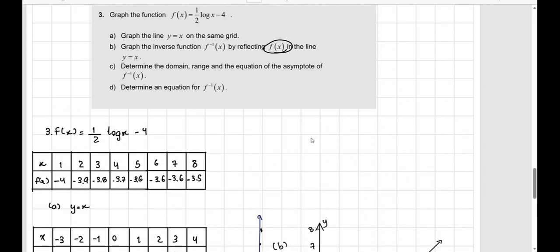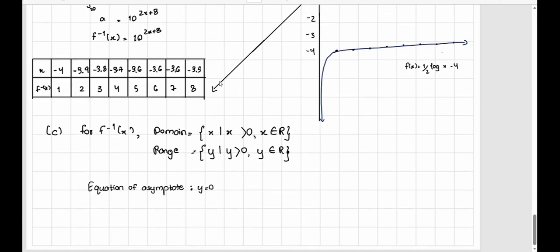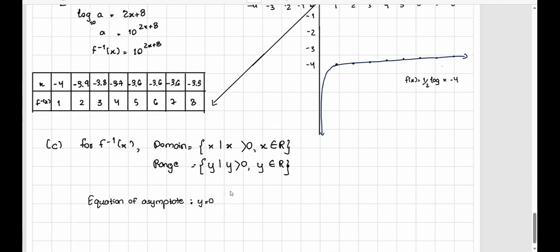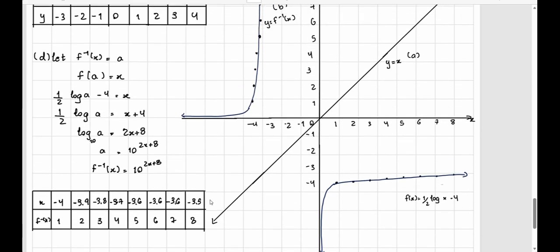Also, for number C, determine the domain, range, and equation of the asymptote of f inverse x. For the domain, it's x greater than 0, because any value of 0 or less than 0 is going to be undefined. So x belongs to the real numbers. For the range, y belongs to the real numbers. And the equation of the asymptote is y equal to 0, which is along the x-axis.